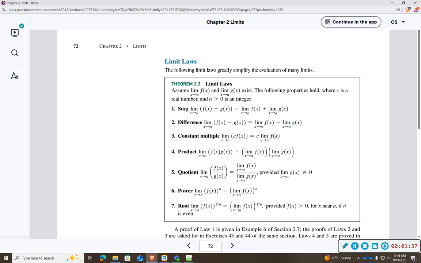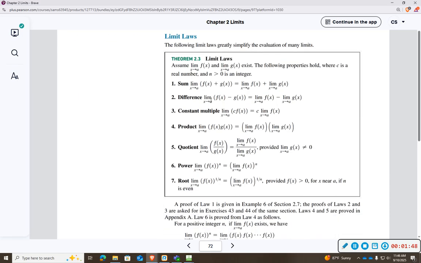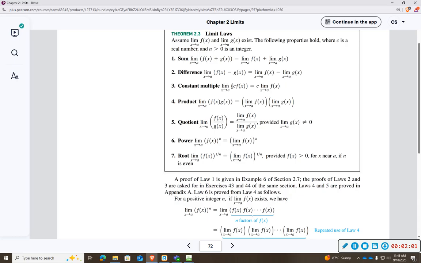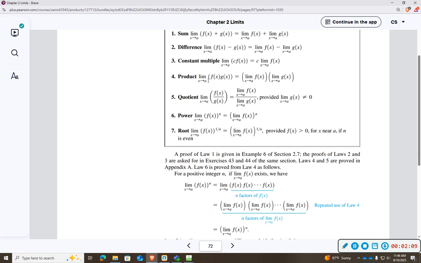So the limit of a sum, so you're taking the limit but you're adding two functions. The limit of the sum is equal to the sum of the limits if you separate them. Okay? If you take the limit and you evaluate the difference, the limit of a difference is equal to the difference of the limits. So you find the limit of each individually and subtract them. You can multiply a limit by a constant, okay, and that's the same thing as evaluating the limit and then multiplying by that constant. You have the product rule. So the limit of the product is equal to the product of those two limits.